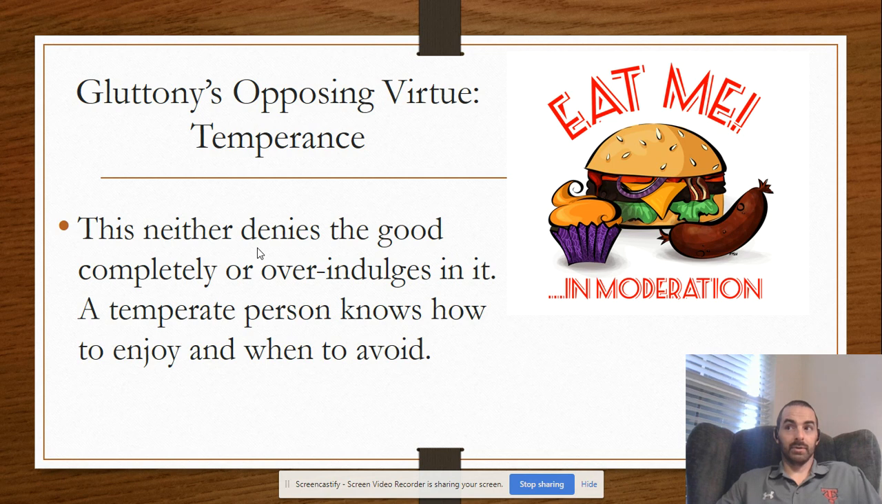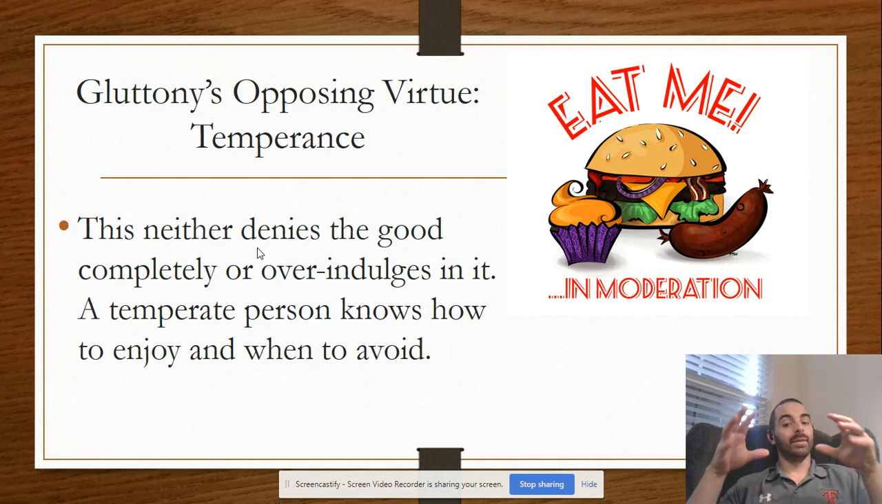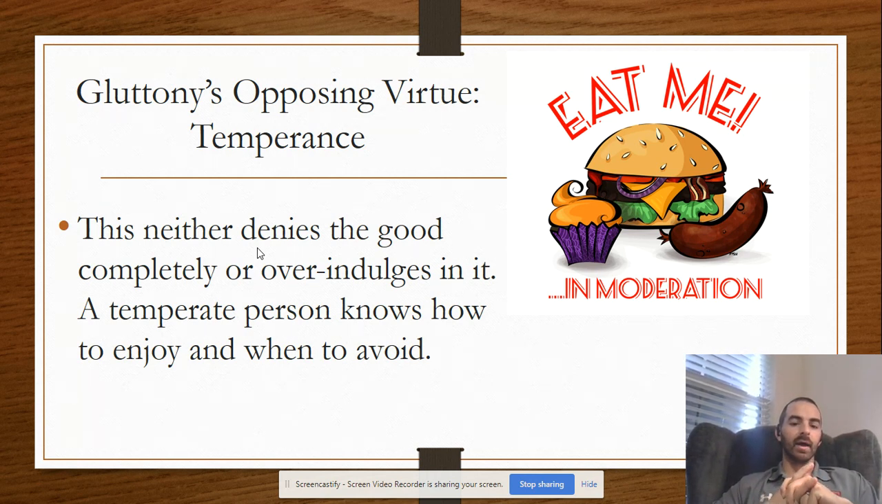If you have chastity, you're not denying that you're sexually attracted to somebody. If you have temperance, I'm not denying that gallon of Blue Bell looks real good. What I'm able to do is just take a couple scoops and then move on with the rest of my day or night. A temperate person knows how to enjoy and when to avoid. All right. Virtue is a moderation. It's usually in between two extremes. You don't want to blow it off entirely. To enjoy things in moderation.